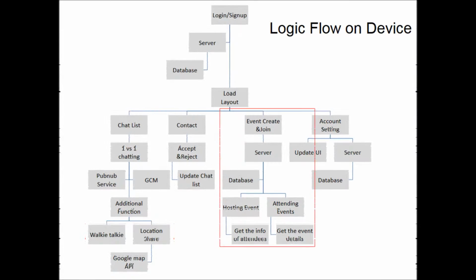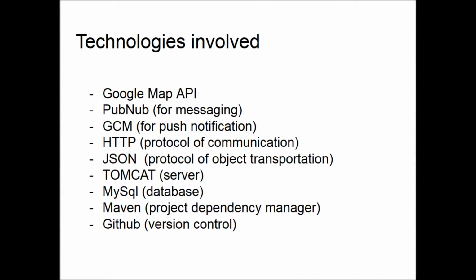Now it's the event function. In this place, you can create an event such as a party, waiting for other friends, even strangers, to attend. And you can also search for an event to join, which is hosted by others. Lastly, the last function is user accounts, which is used to change the user's name or password or even log out of the account.